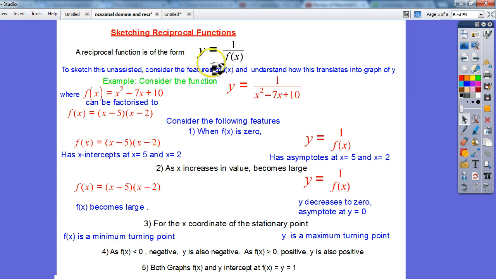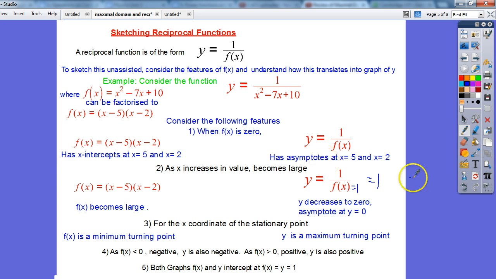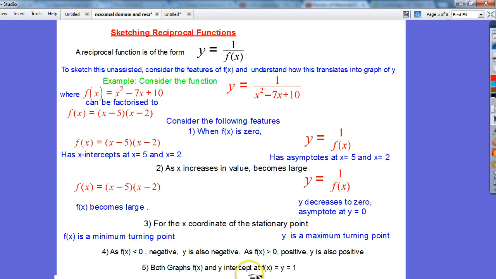And the last point that's worth considering is that both graphs, f of x and y, the reciprocal function, both intercept at a particular value. And this is when y is equal to 1. So imagine looking at this function here. When f of x is equal to 1, then we have y is equal to 1 divided by 1, which is 1. Okay, so it allows you to identify a point straight away for the reciprocal function. And that point exists when f of x is equal to 1.